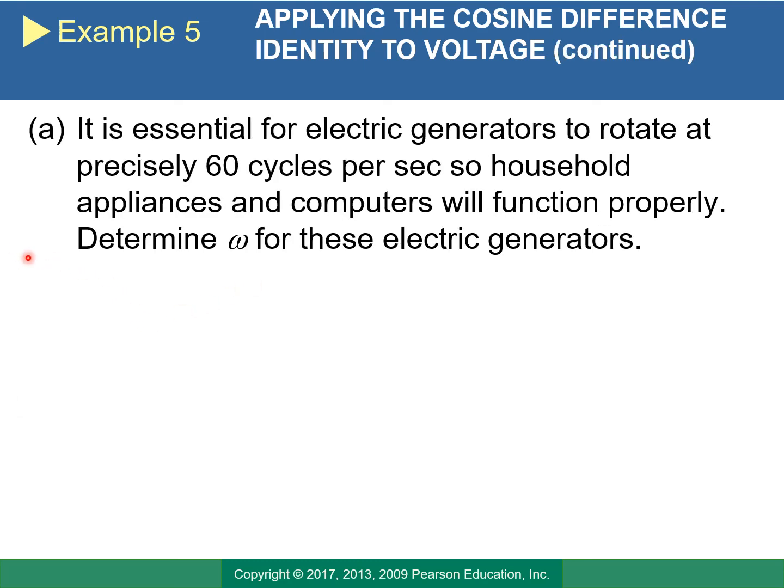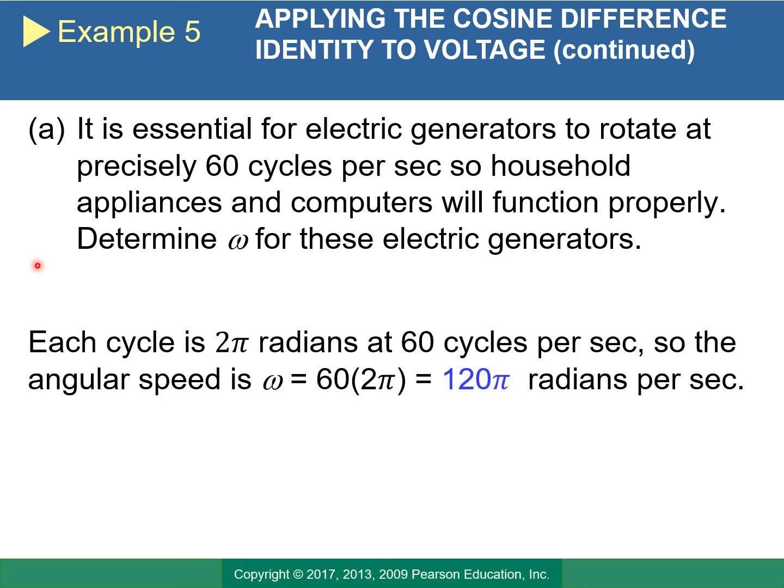All right, so part A: it is essential for electric generators to rotate at precisely 60 cycles per second so household appliances and computers will function properly. Determine omega for these electric generators. So we're trying to find the value of omega.